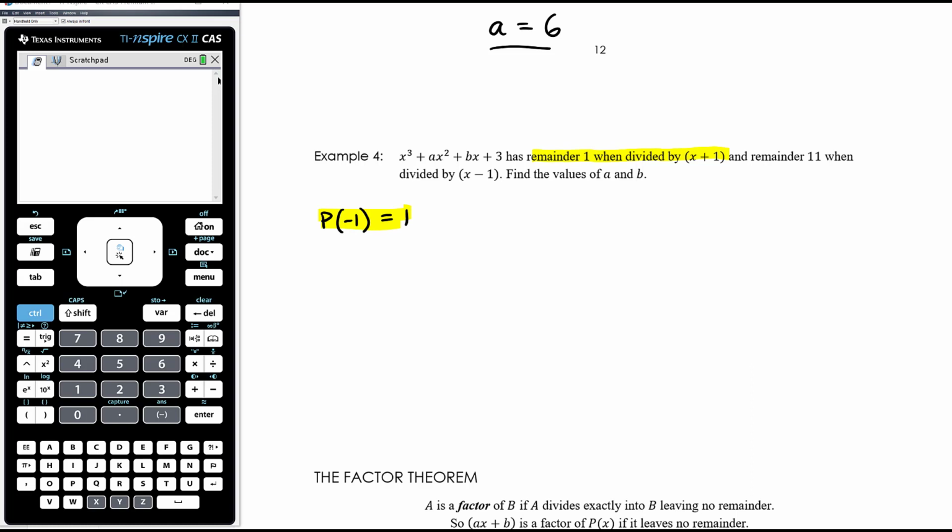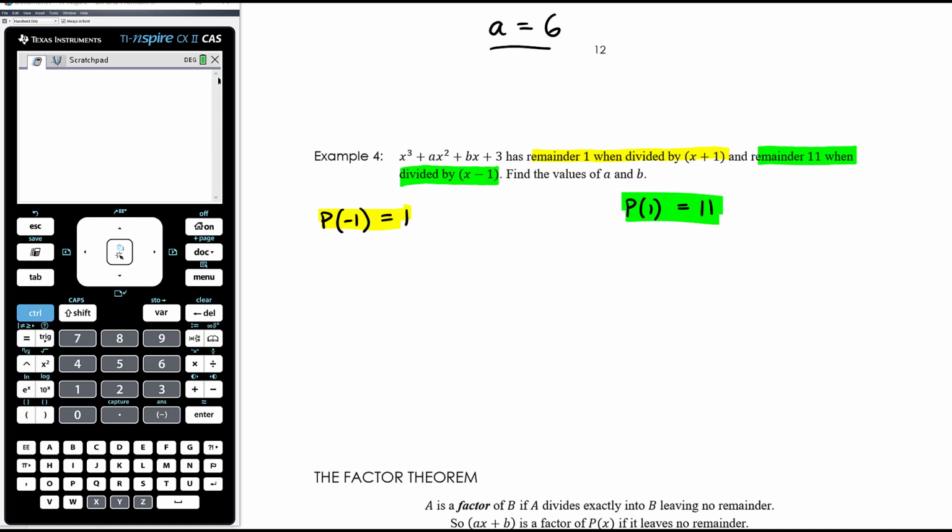The second part of the sentence, we get a remainder of 11 when we divide by x minus 1. When we divide by x minus 1, the remainder is given by p of 1. That would be the value of x that would make that 0. And we know that that remainder has to be 11. So those are the two bits of information that the question tells us. They are going to allow us to form two equations, which will have two unknowns, a and b, and we can solve them simultaneously to find a and b.